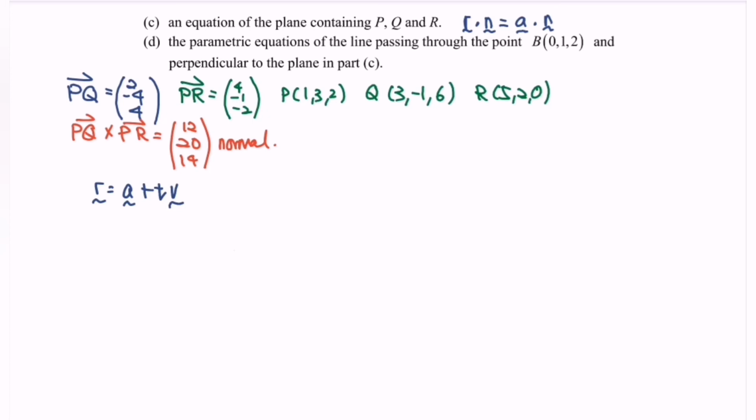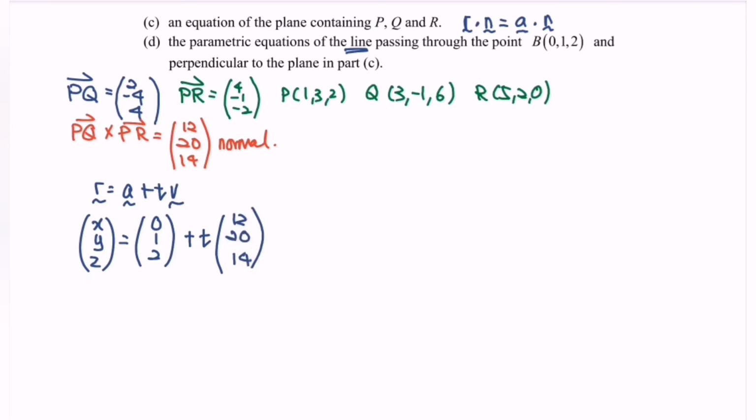So as we can see in here, they said the equation of the line passing through the point, and also the equation of the line is perpendicular to the plane in part C. So means that we are going to use the normal. So kindly substitute the situation. So here we have x, y and z for r equals to a, where we have 0, 1 and 2 plus with t multiplied with the direction. So in here is the normal of the plane. So here we have the vector equation.